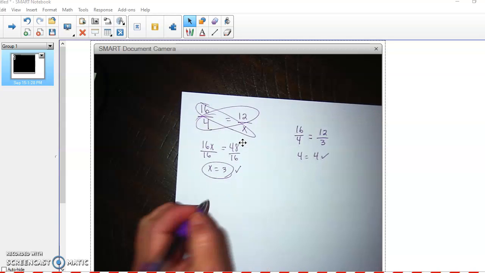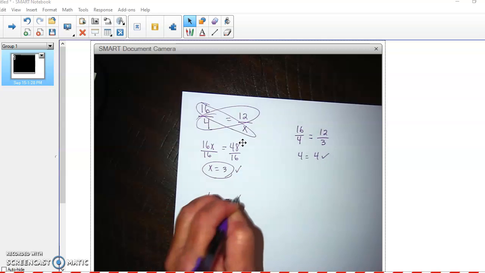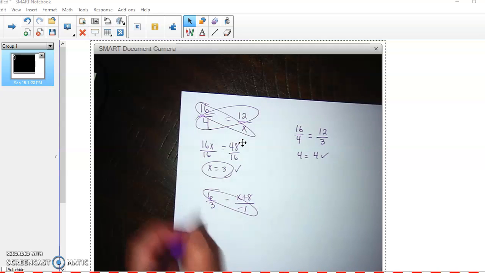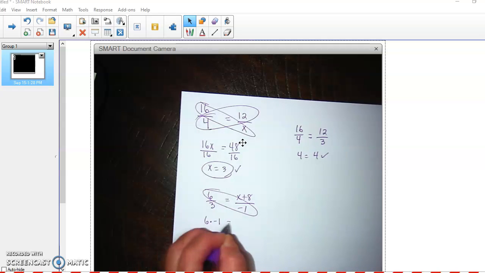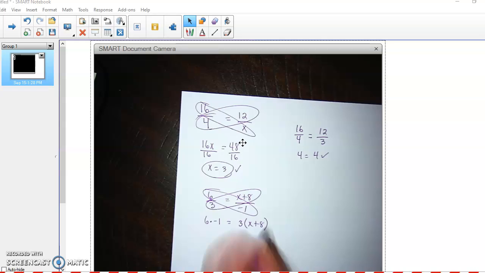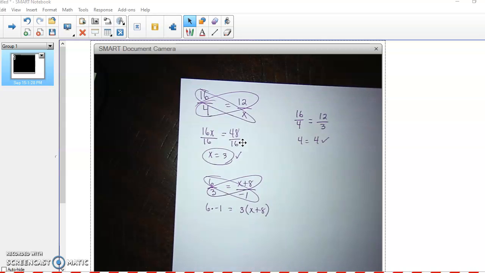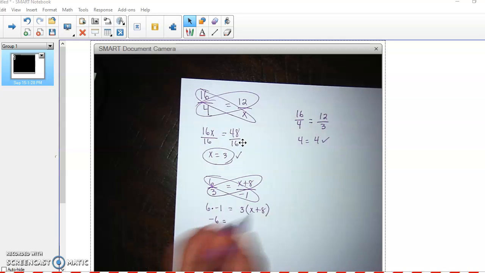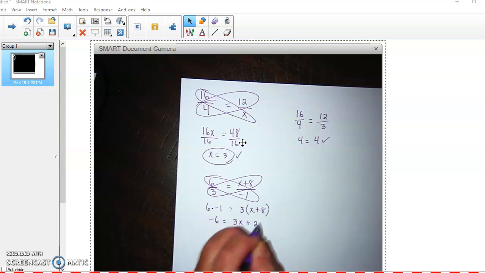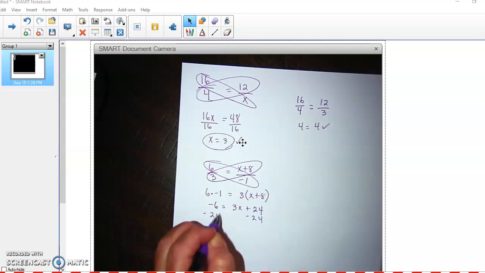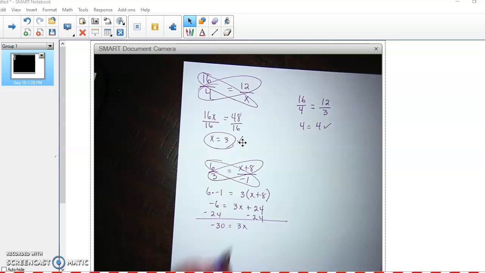Okay, the next problem. 6 divided by 3 equals x plus 8 over negative 1. So 6 times negative 1 is equal to 3 times everything on the other side. So now we have a distributive property problem. It's 3 times everything over there, so you have to write it as distributive property. So we get a negative 6 here, and this is 3x plus 24. We want to solve for the variable. So we're going to subtract 24 on both sides. That gives us negative 30. And then we're going to solve for x.